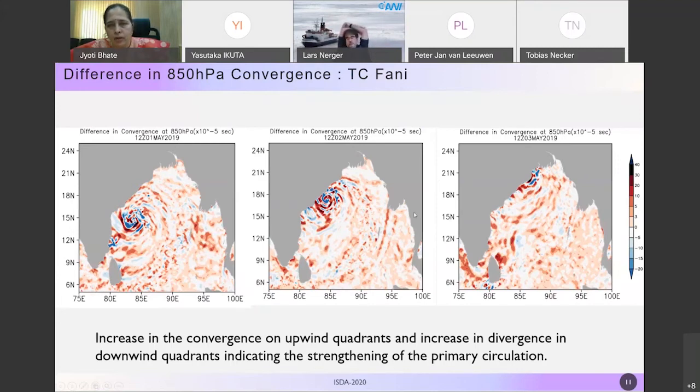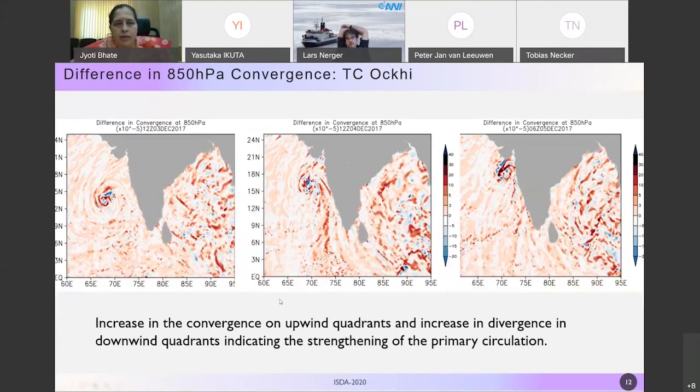This is for the tropical cyclone Oki. I have taken not each 6 hourly, but where I am seeing the prominent differences, only those times I am showing. And this is for tropical cyclone Oki, which was generated over the equatorial Indian Ocean and traveled over the Arabian Sea. Here also we can see there is an increase in the convergence in the upwind quadrant and an increase in the divergence in the downwind. So there is a change in the primary circulation using the reanalysis with scatterometer data.